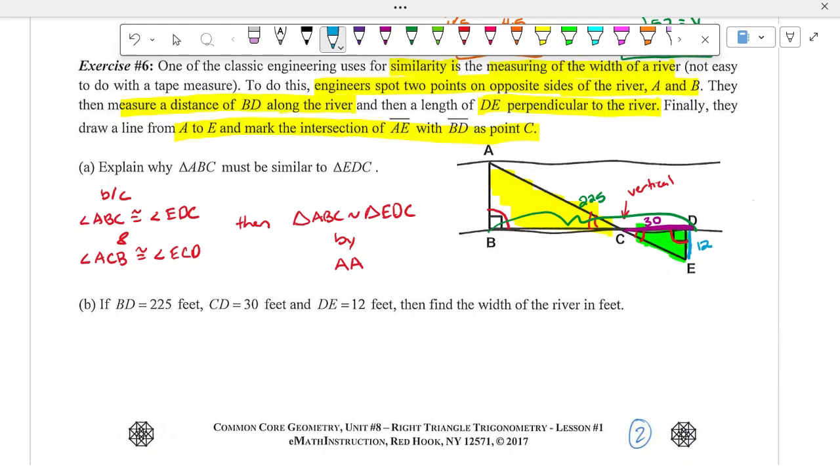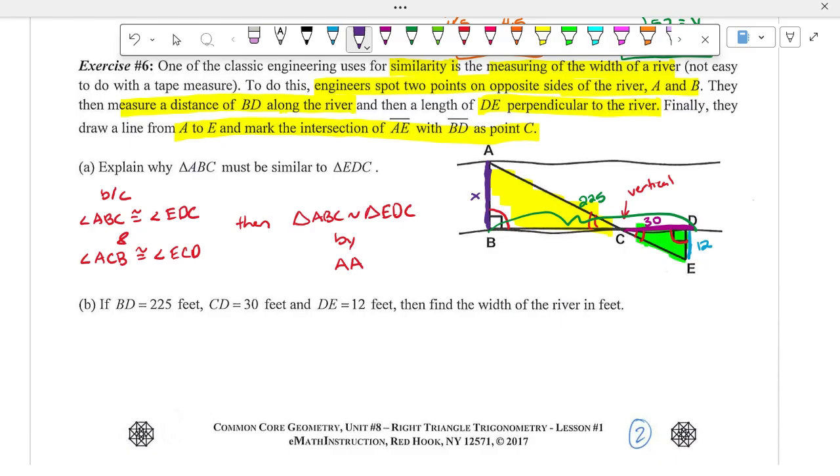And it wants to know what is the length of the river. So what we're trying to find is AB. So we'll call that X, because that's the length of the river, or the width of the river, whatever. From bank to bank of a river, that's typically the width. So let's kind of make us a plan.